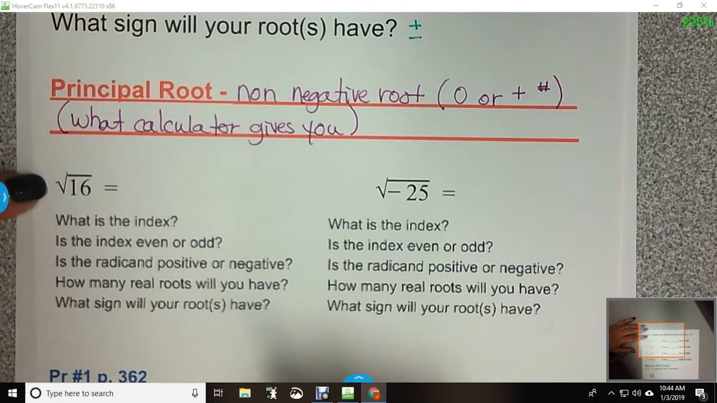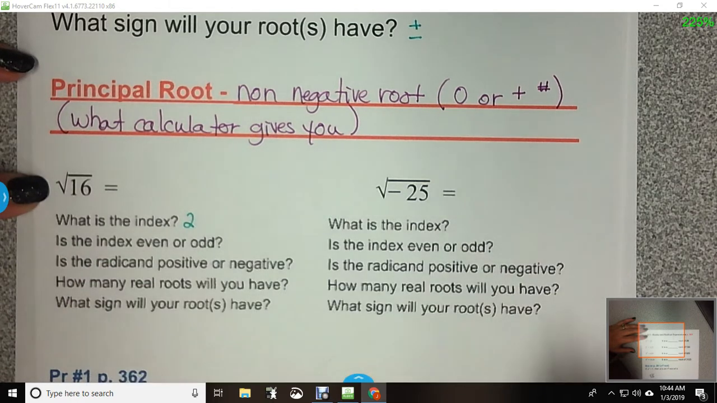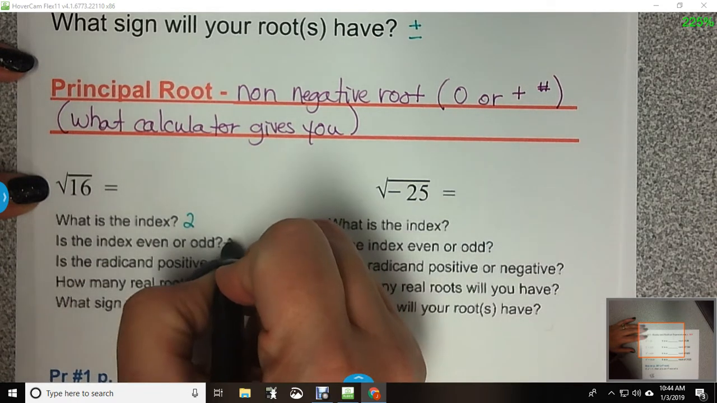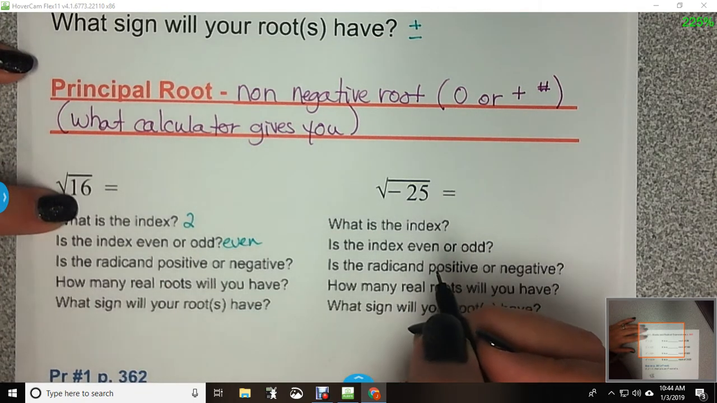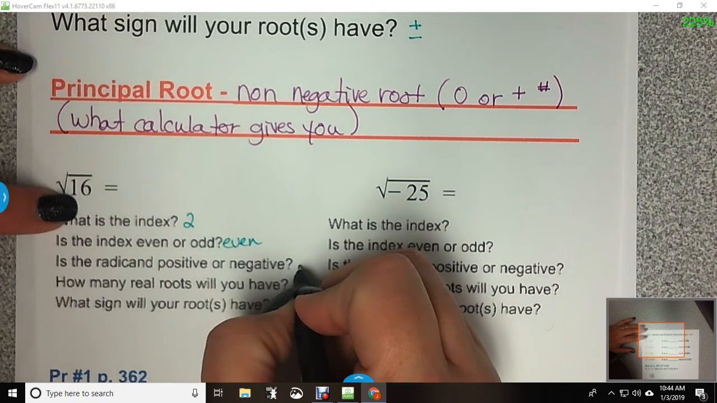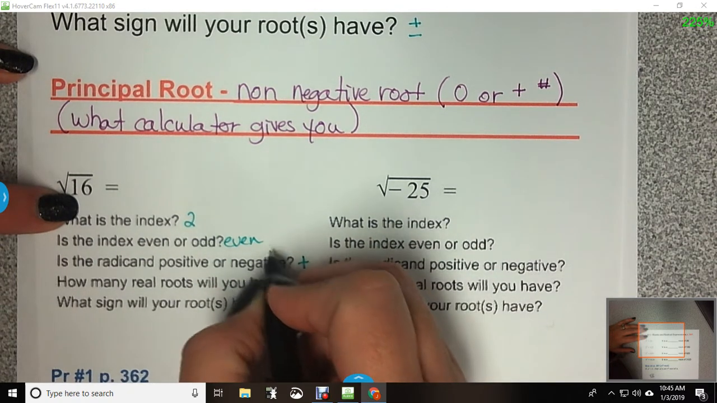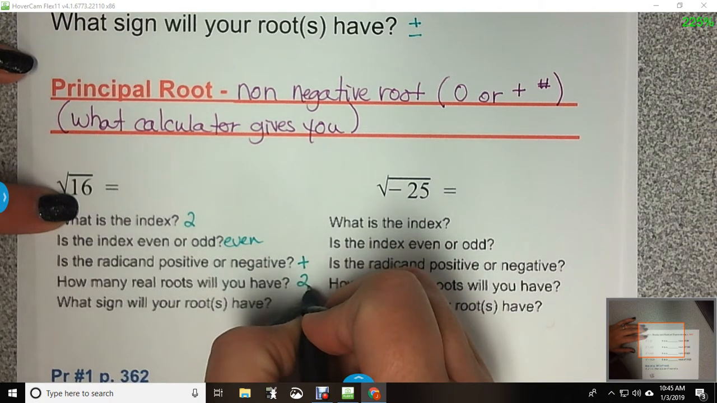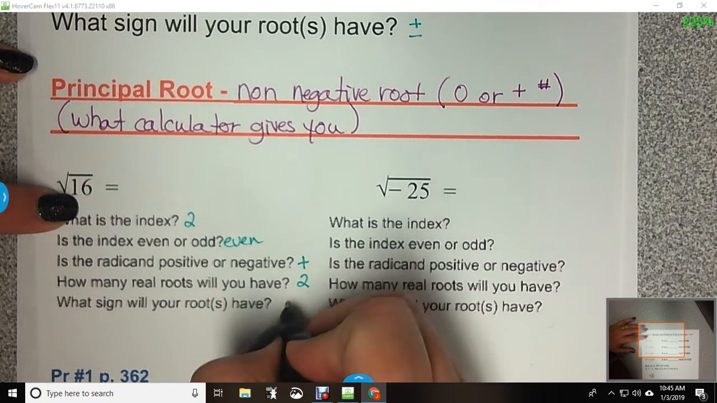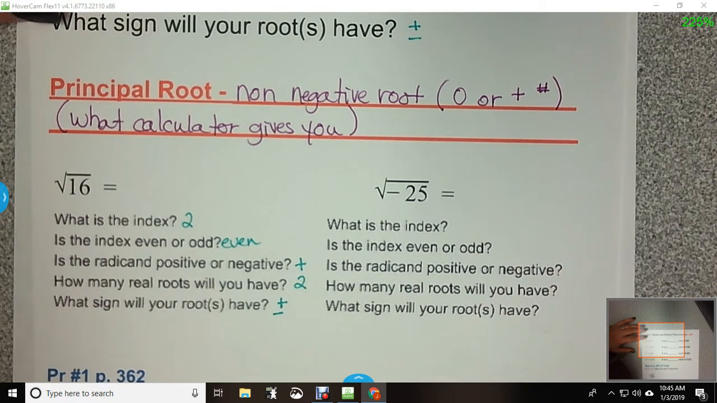All right, for the first one, there is no index written, so it is a 2, meaning it's a square root. That is an even index. The radicand, the 16 underneath, is positive. That means, with an even index and a positive radicand, I'm going to have two real roots. One of them will be positive, one of them will be negative.